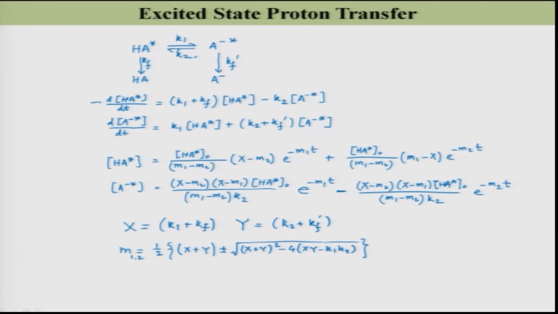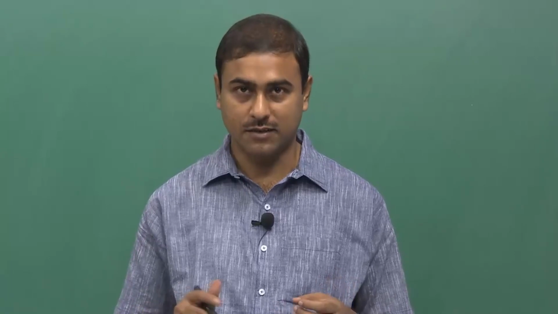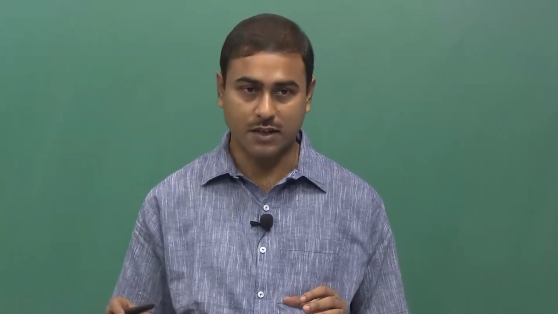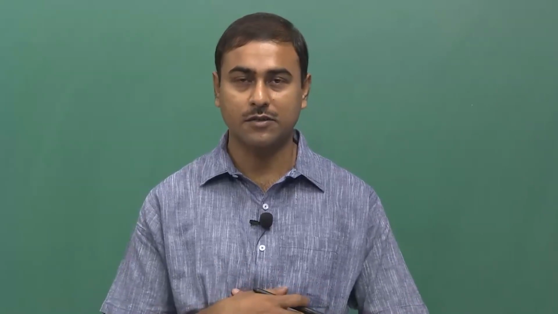Okay, so now as you can see here, this is going to be a very complicated equation. But if you monitor the decay of this HA star or the fluorescence transients of A minus star, it is possible to evaluate the different rate constants like k 1, k 2, k f and k f prime. So, you see in this case the equation is a little complicated, right, but by monitoring the time resolved emission one can get such kind of rate constants of the proton transfer. So, we will finish and thank you for your kind attention.